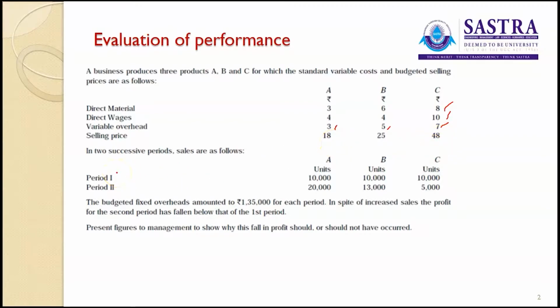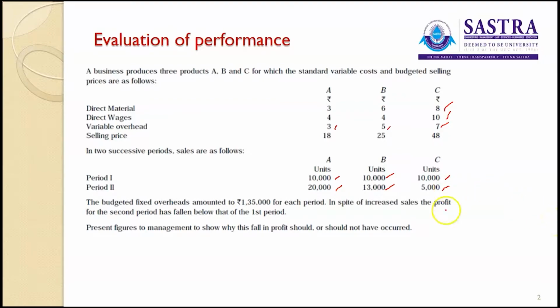In 2 successive periods, sales are as follows. Period 1, for A it is 10,000 units, B 10,000 units and C 10,000 units. In the next period, we have 20,000, 13,000 and 15,000 for A, B and C respectively. The budgeted fixed overheads amounted to rupees 1,35,000 for each period. In spite of the increased sales, the profit for the second period has fallen below that of the first period. Present the figures to the management to show why this fall in profit should or should not have occurred.